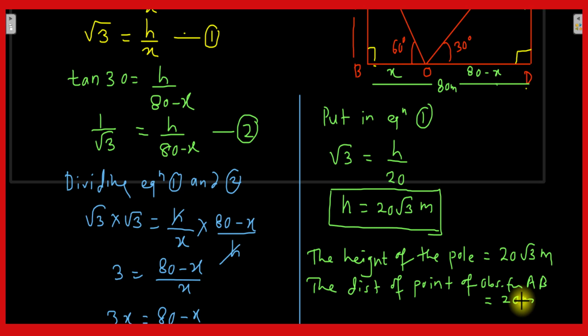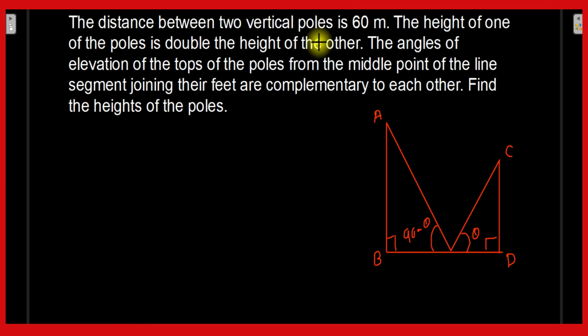Now let us move to the next question. The question is on the screen: the distance between the two vertical poles is 60 meter. The height of one of the poles is double the height of the other. The angles of elevation of the tops of the poles from the middle point of the line segment joining their feet are complementary to each other. Find the heights of the poles.